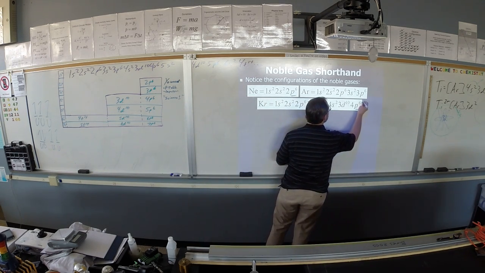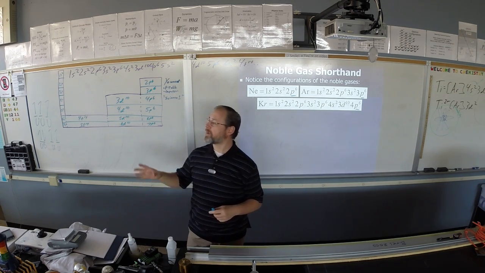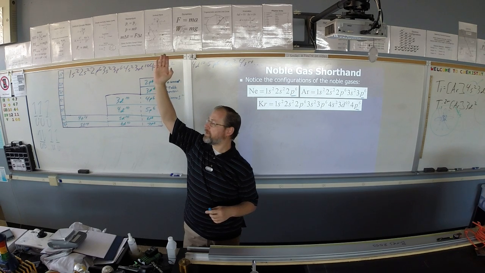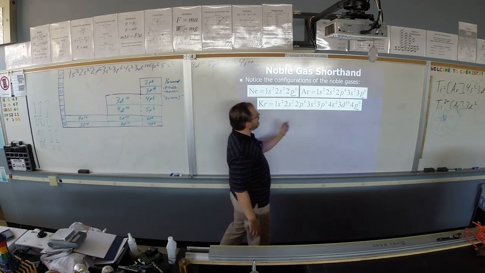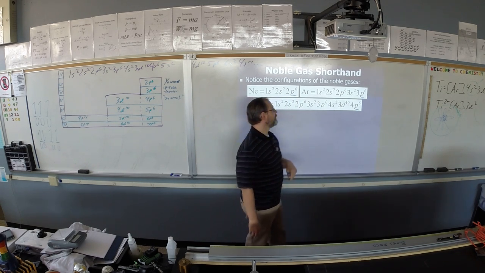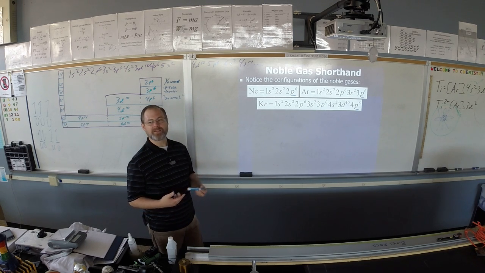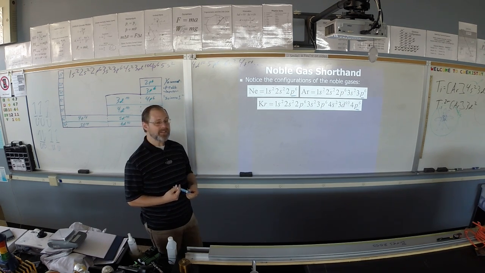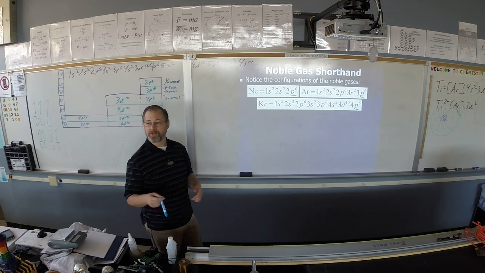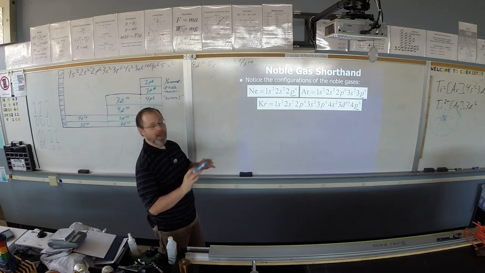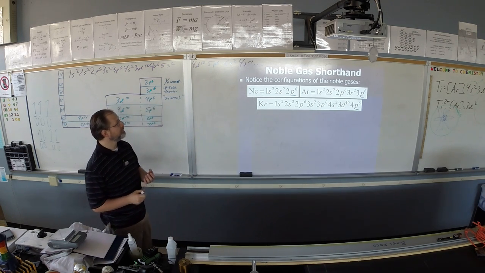All noble gases end p6, which is really handy because in the modern periodic table, the way we've arranged it, the end of the periodic table ends with the noble gases. So neon ends 2p6, argon ends 3p6, krypton ends 4p6. Now there's these things called valence electrons. Valence electrons are the number of electrons in the highest energy level. When you look at the entire configuration, the highest energy level will give you the valence electrons.